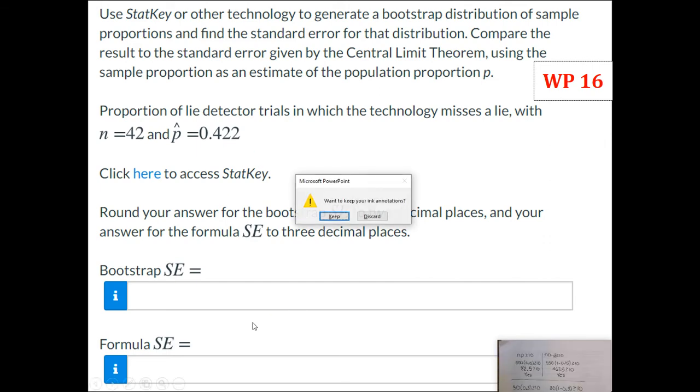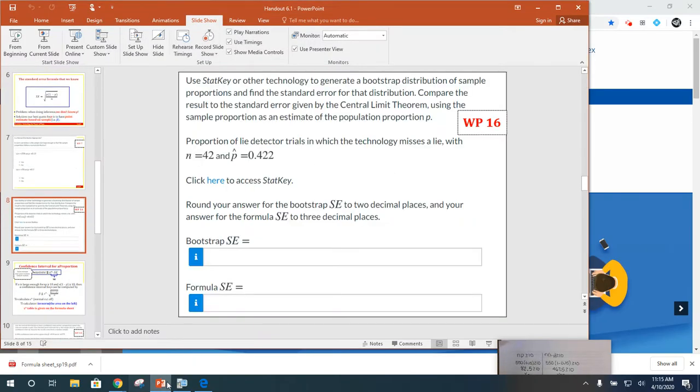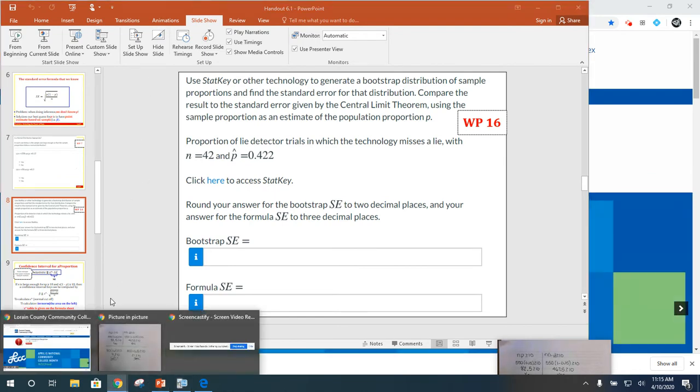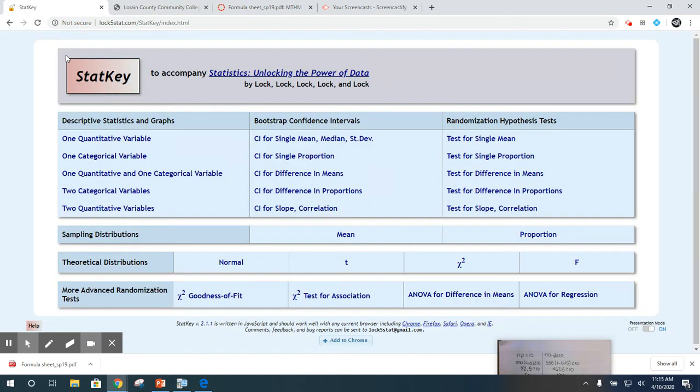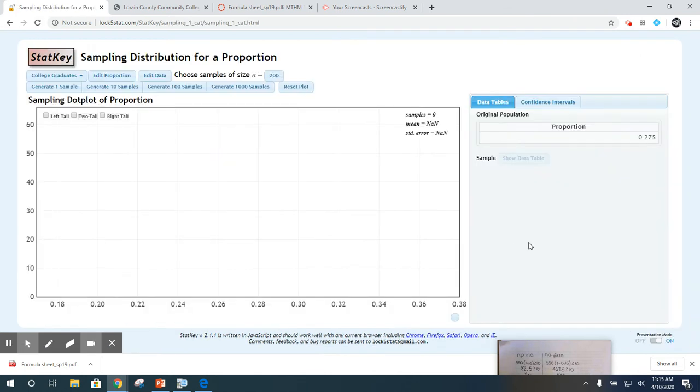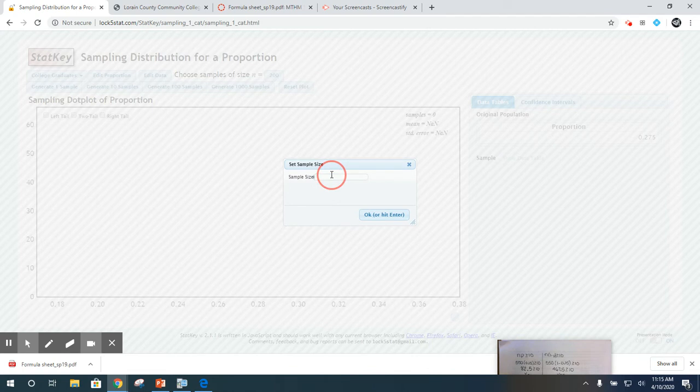So give me a second to exit here. Discard my stuff. Go find my values here. Go find StatKey, and here we go. StatKey. Okay. Now we could do a CI here because we want to see a standard error, but I'm going to use this right here. Sampling distribution. This is a nice one. I'm going to go to a proportion because it's a single proportion. In that single proportion, I can choose to change my n value right here. My n value for that question was 42.